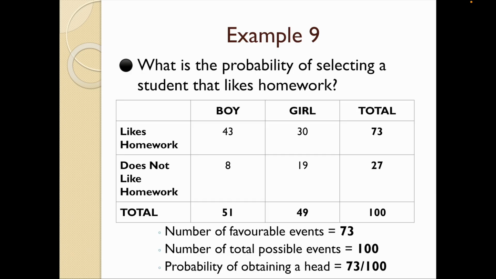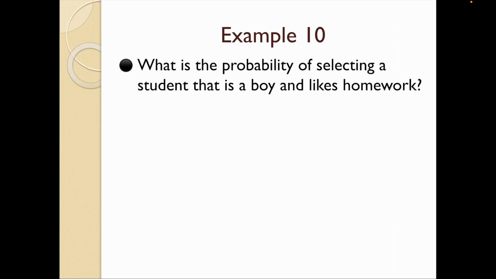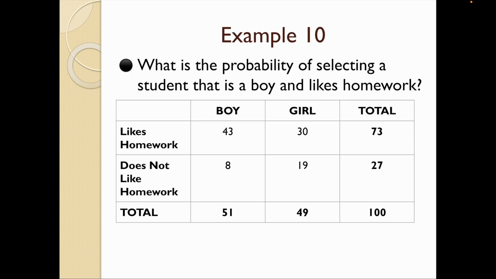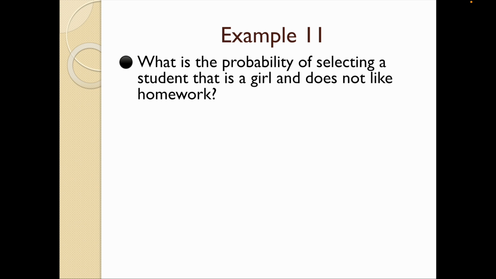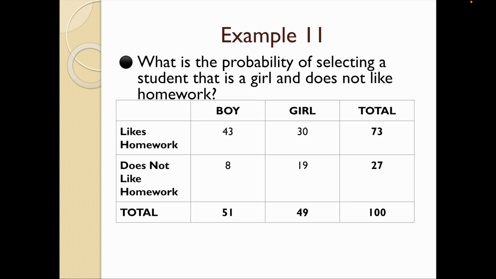Now, it says, what is the probability of selecting a student, again, we're still selecting from the pool of students, that is a boy and likes homework? 43 out of 100. Excellent. Good. What is the probability of selecting a student that is a girl and does not like homework? 19 out of 100. Nice.